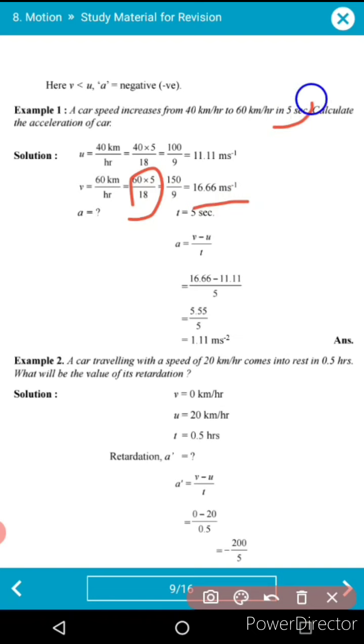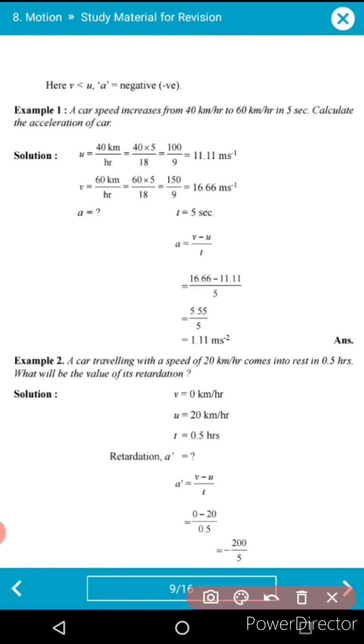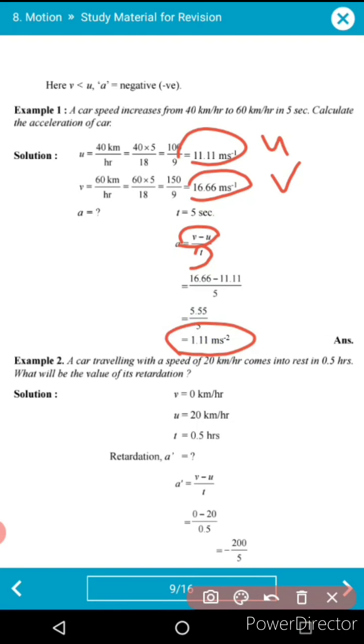Now the time is given, 5 seconds. So acceleration is what? Change in velocity upon time. So here our velocity is changing from 40 to 60. So higher value minus lower value upon time. Understood? So here 16.66 is the v, the higher value, and 11.11 is the u, the lower value, that is v minus u upon t. So it will provide our acceleration, and the unit of acceleration is meter per second square.